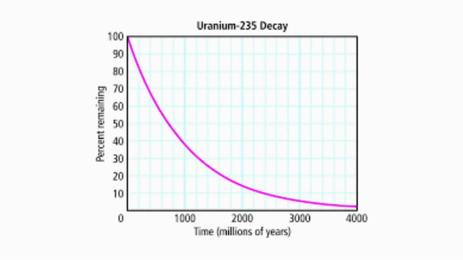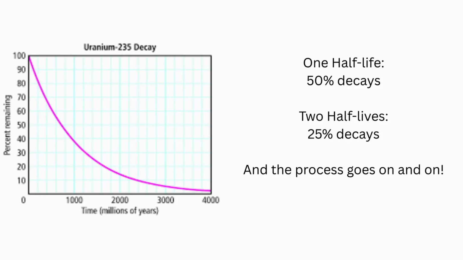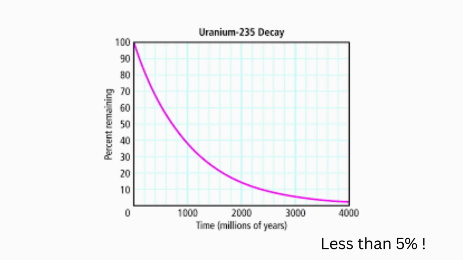This graph shows how uranium-235 decays over time. It starts at 100%, and for every 704 million years, the amount halves, which basically means after one half-life, 50% of the substance is left, and after two, 25% is left, and the pattern keeps repeating continuously. By about 4 billion years, only less than 5% remains.